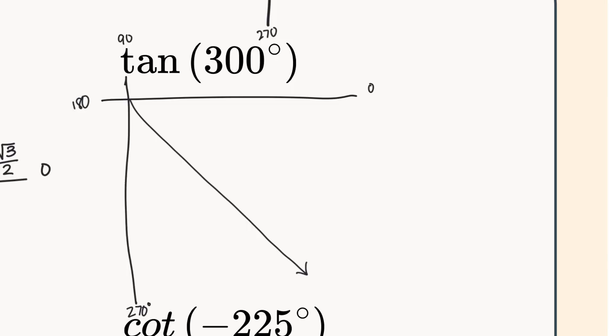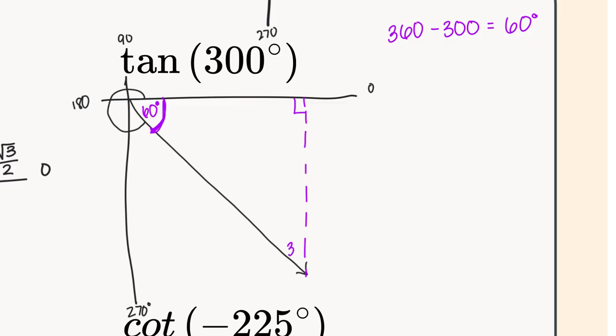I need to find the reference angle. 300 goes all the way to this line, and my reference angle is right here in purple. This is what I'm trying to find. So in order for me to find that remaining angle, I'm going to solve 360 minus 300, and that's going to give me 60 degrees. Now that's my reference angle. This angle is 60 degrees. And then I'm going to draw that right angle. And now I have a special right triangle, 30, 60, 90.